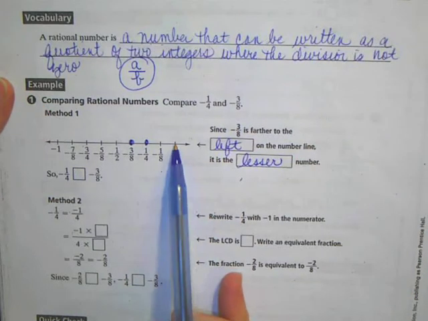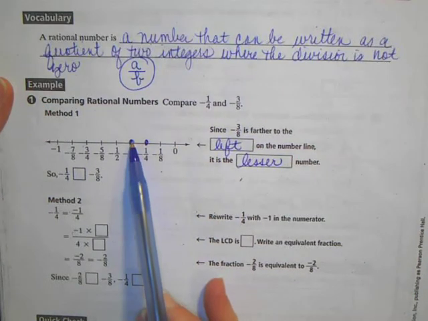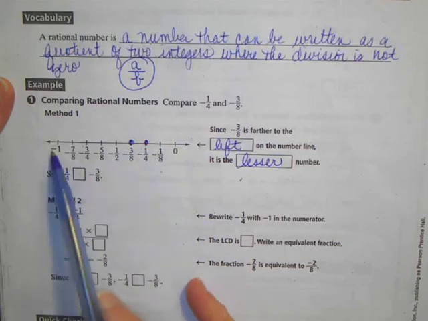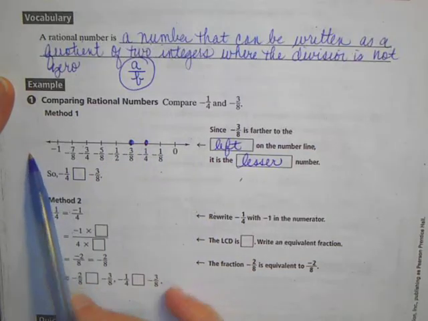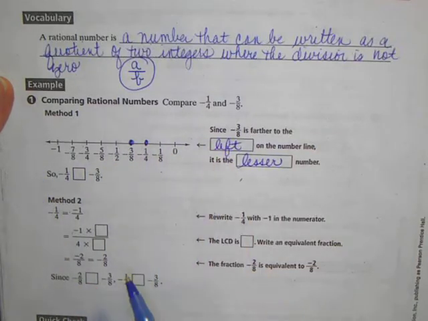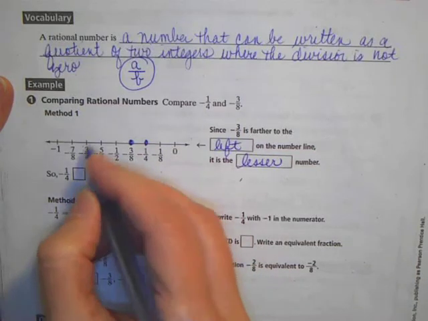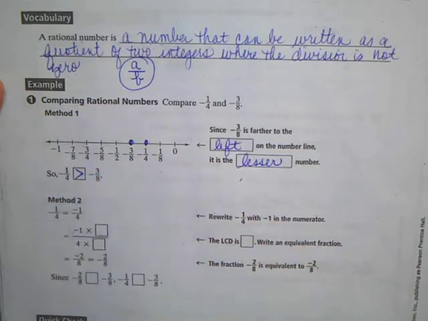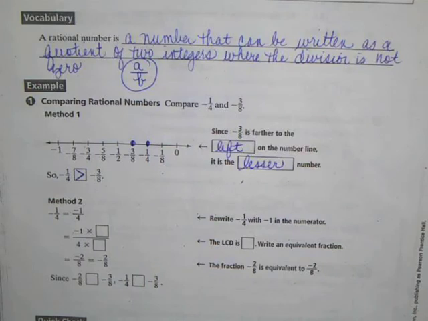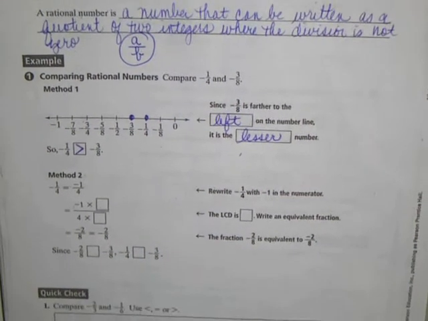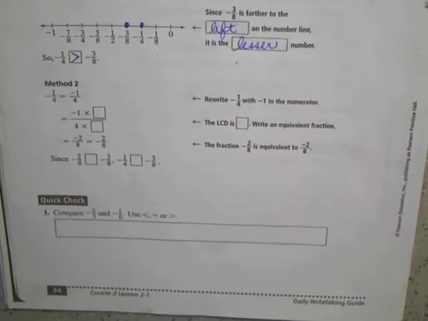Okay, so remember, when you're looking at negatives, the farther away or the farther to the left a number is from 0, the smaller it is. So in this case, -1/4 is closer to 0, so that makes it greater than -3/8. That's kind of the reverse or the mirror image of what you consider on the positive side of 0.